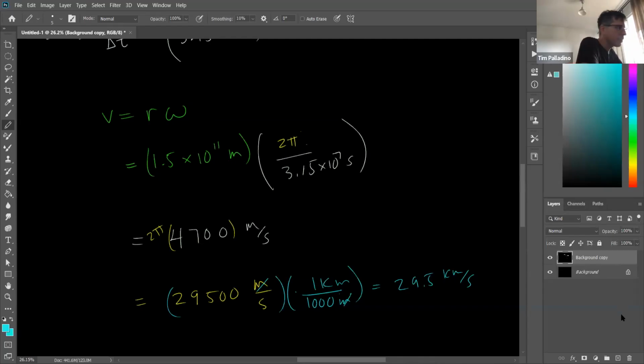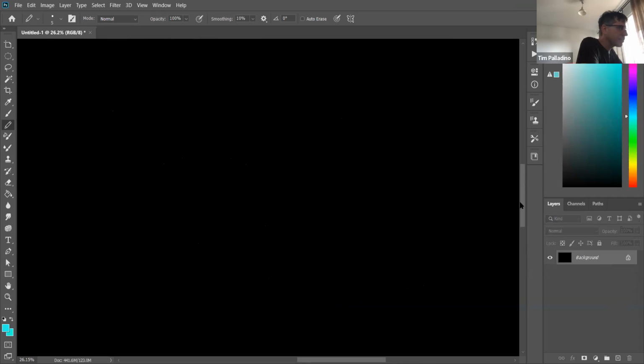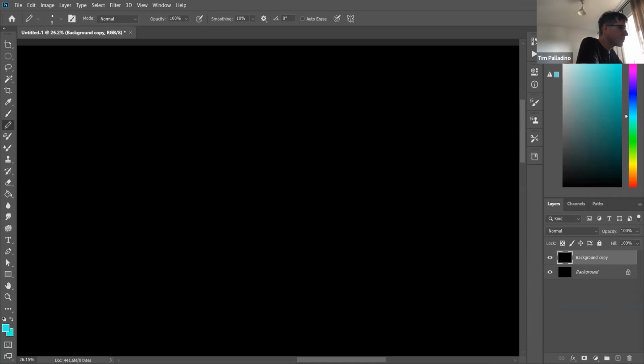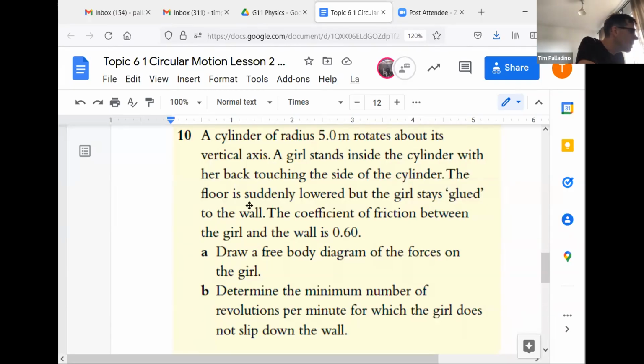Okay, so let's take a look at this problem again. Just going back to this problem. There we go. The cylinder has a radius of 5 meters, and it rotates, and it tells us some more information. The floor is suddenly lowered but the girl stays glued to the wall. The coefficient of friction between the girl and the wall.